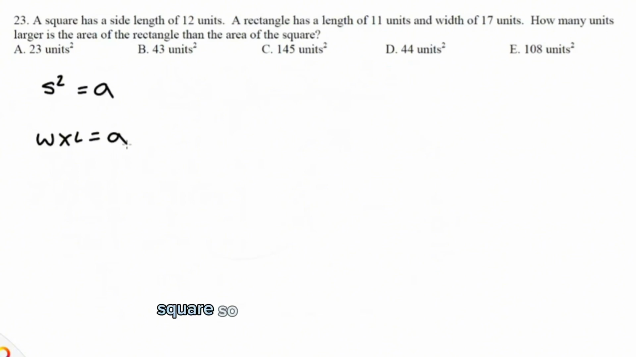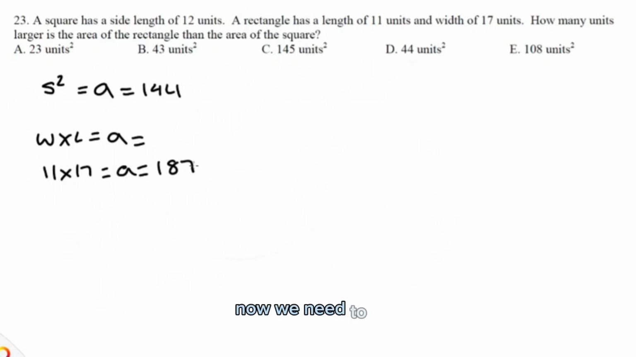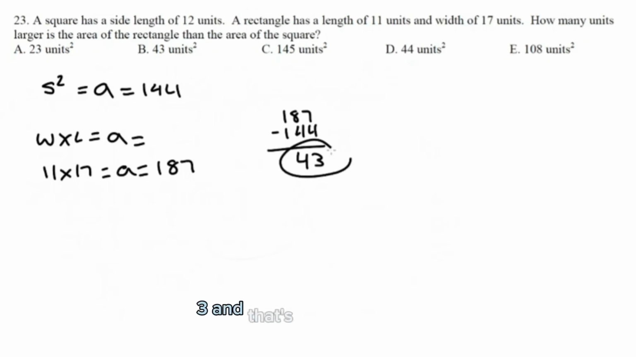First, the square. The side length is 12, so 12 squared would just be 144. Next, width times length. So we have A for the rectangle, that's the area, correct? So that would just be 11 times 17 equals that A value, or the area. 11 times 17 is just 187. Now we need to see what the difference is between 187 and 144. That's just going to be 187 minus 144, which is 43, and that's your answer.